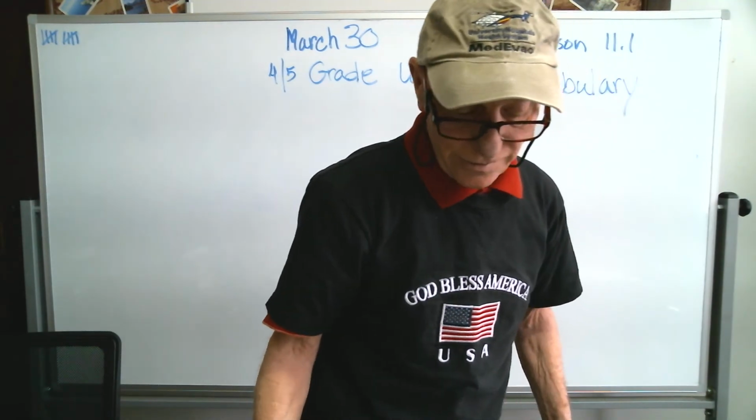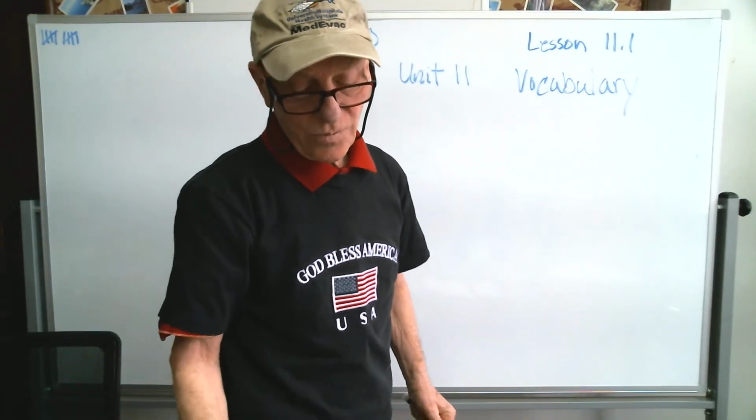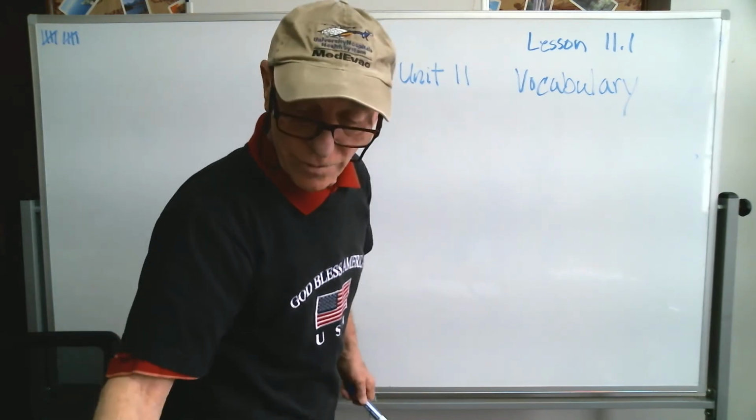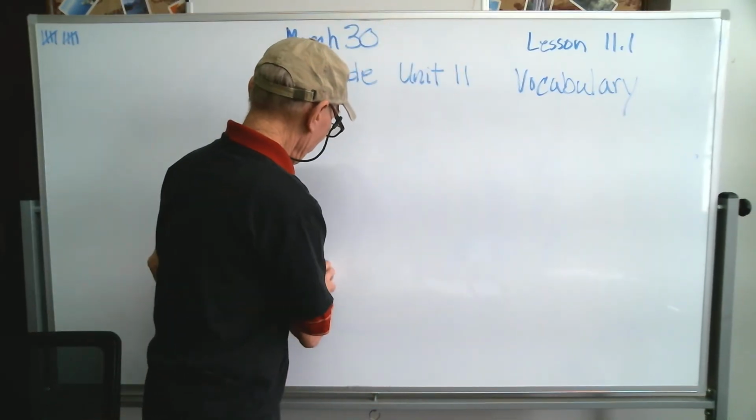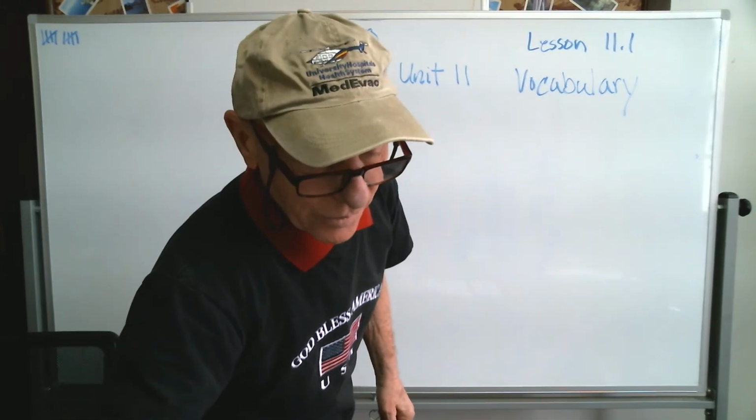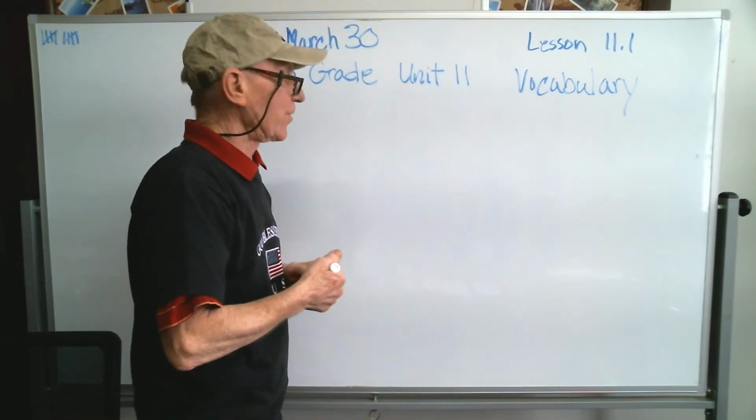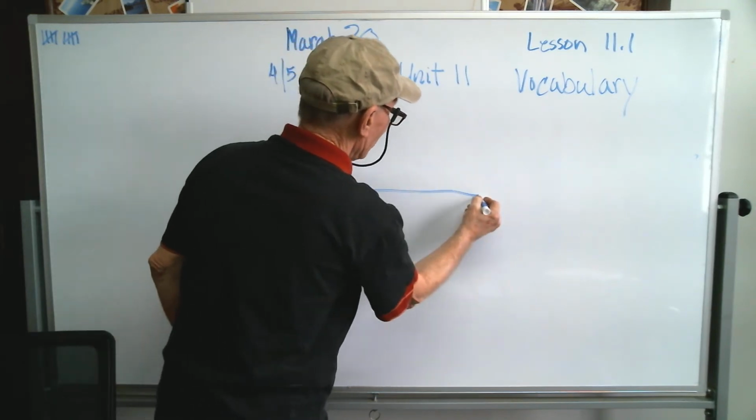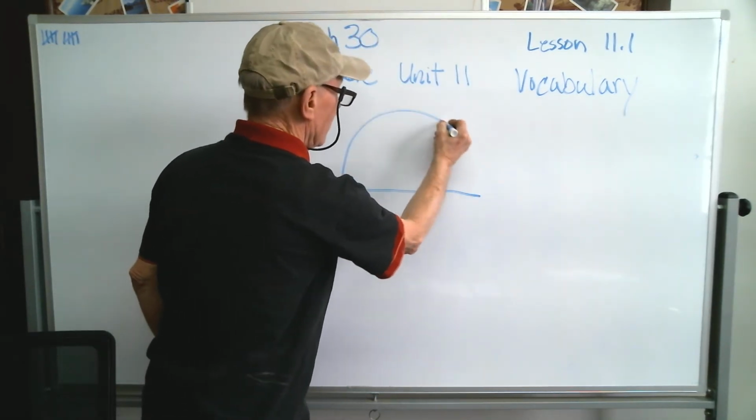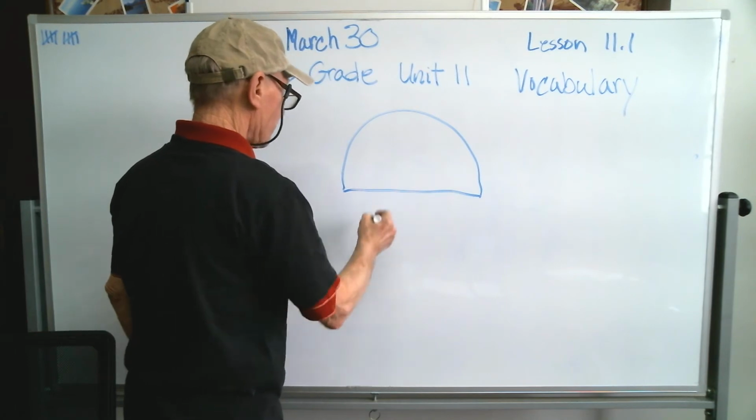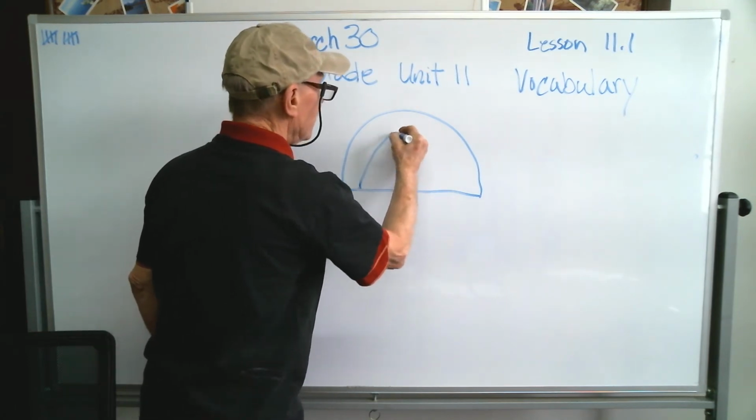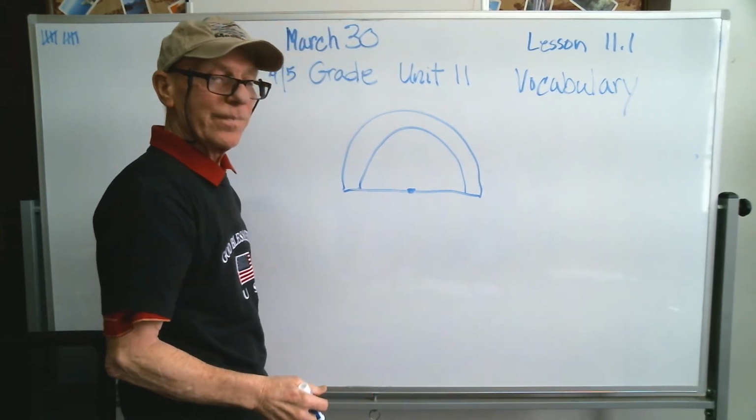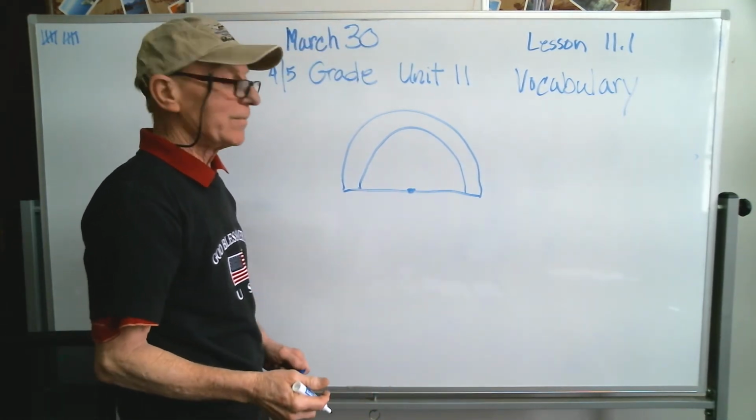The next word is protractor. Now, some of you have seen a protractor. I know we had just pretty much introduced this to the 4th grade before we had to go out. A protractor is a tool that is used to measure the degrees of an angle.